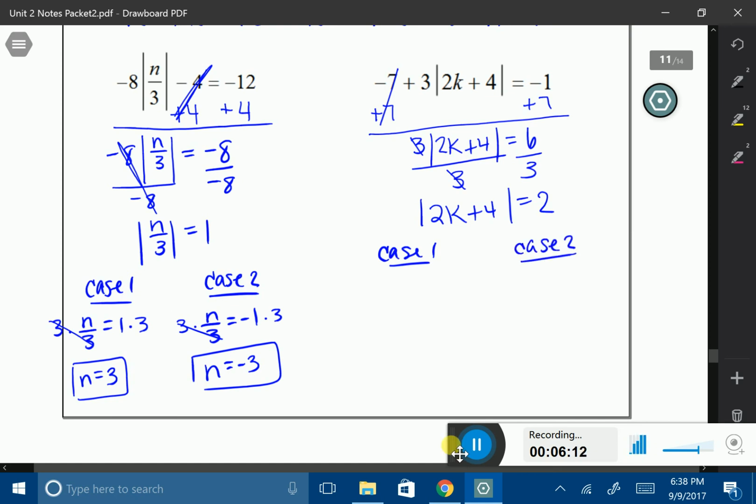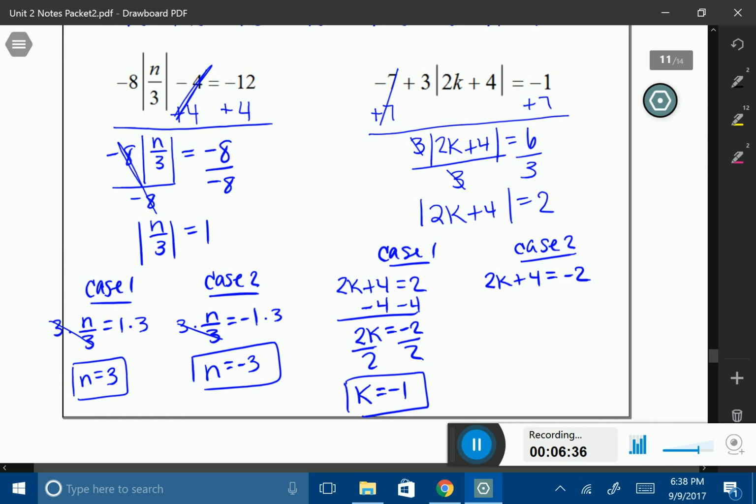Okay, my first case is going to be 2k plus 4 is equal to 2. And my case 2 is going to be 2k plus 4 equals negative 2. The only thing that's different is that last negative. And I just have a simple two-step equation to work with. And I'm going to go ahead and divide both sides, and my answer will be negative 1. So case 1 is negative 1.